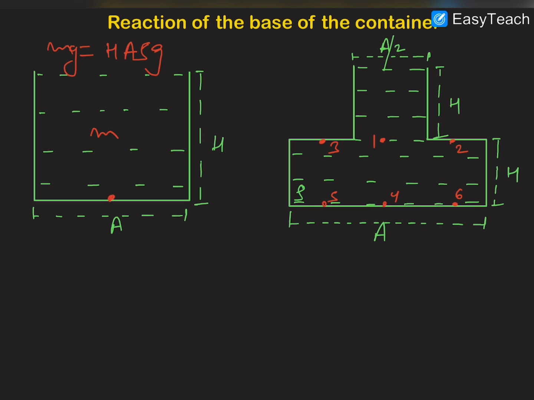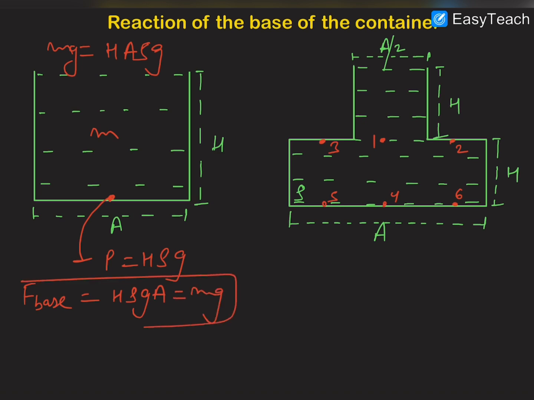And the pressure at this point will be the pressure due to the liquid. I am not considering the atmosphere, because the atmosphere will also be applying a force downward, so that would be cancelled. So the pressure due to the liquid will be equal to h rho g. So the force on the base of the container will be equal to h rho g into area, and you can see that this force is exactly equal to the mg of the liquid.